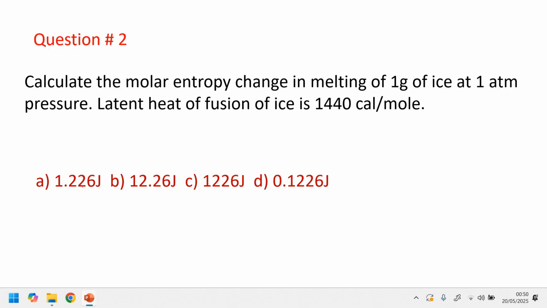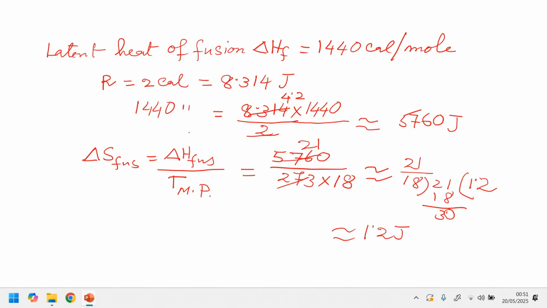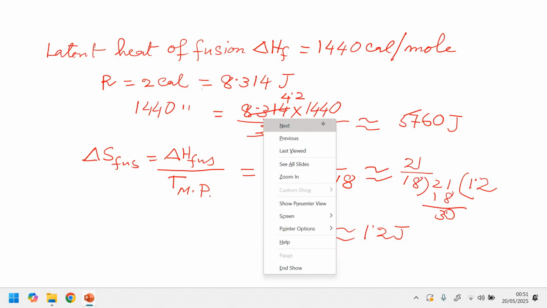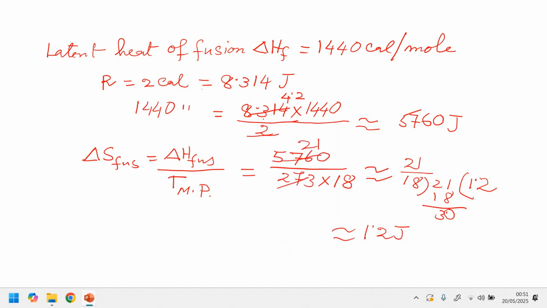See, the options are 1.226, 12.26, 1226, 0.1226. There is so much difference, so easily we can say that the first is the correct option. Okay. But I just wanted to show you the calculation. An approximate value is given, but if you want to know the actual value, let me tell you, this actual value is 5986.08.